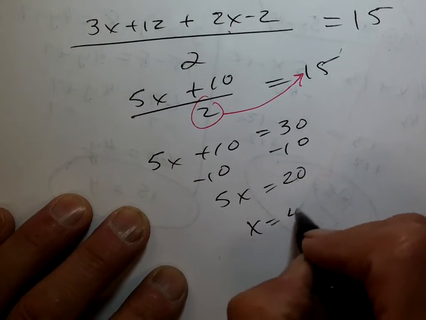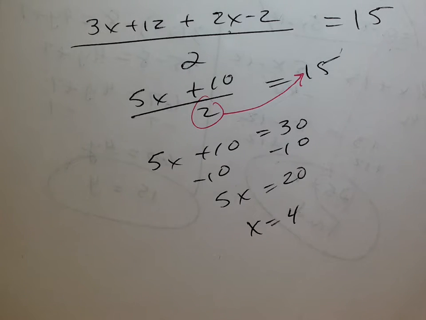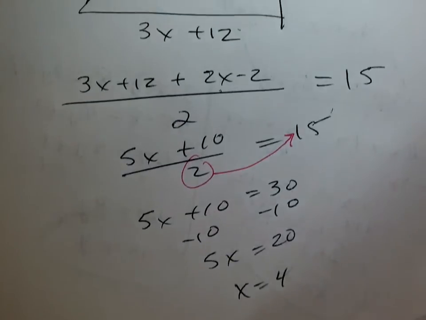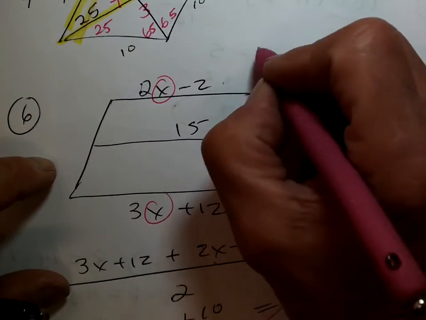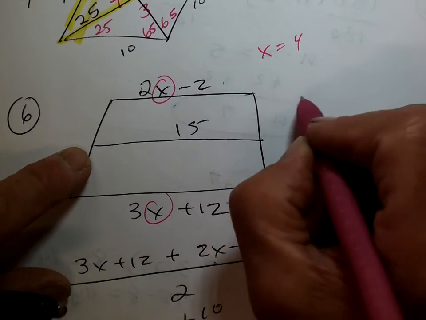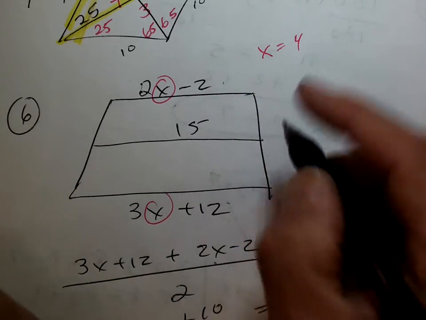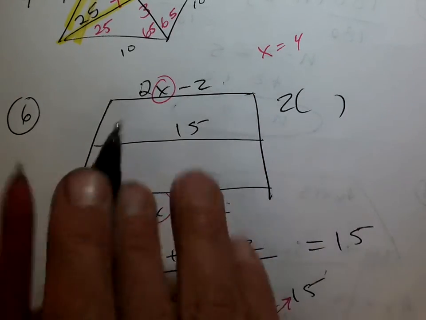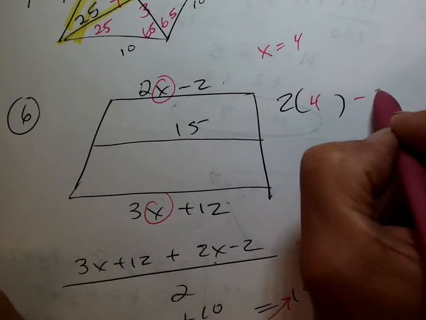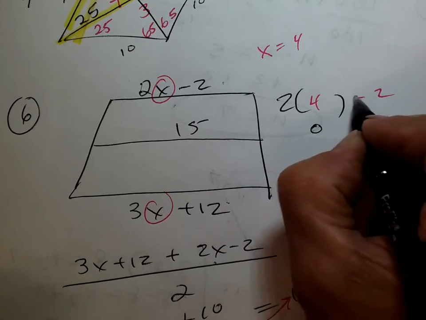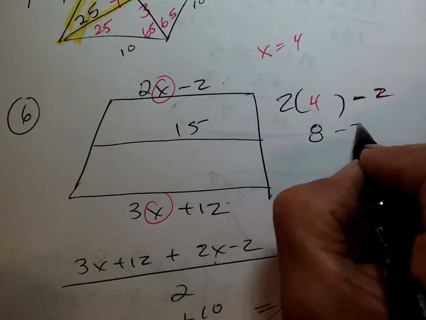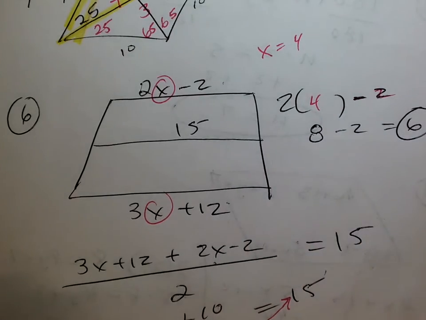Now that's not our answer, because what we want to do is plug that 4 back in because we need the sides. So I'm going to go back to my figure and plug in 4. X equals 4. So we're going to go 2 times 4 minus 2, which is 8 minus 2, which is 6. So the top base is 6.